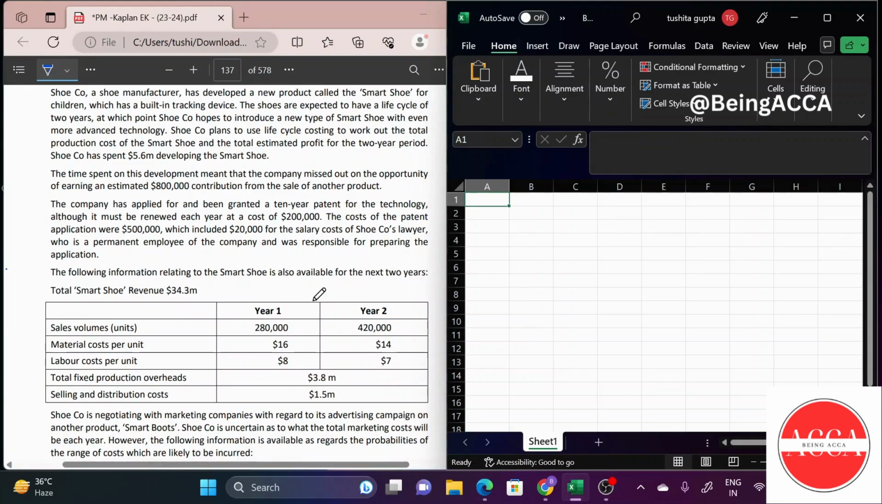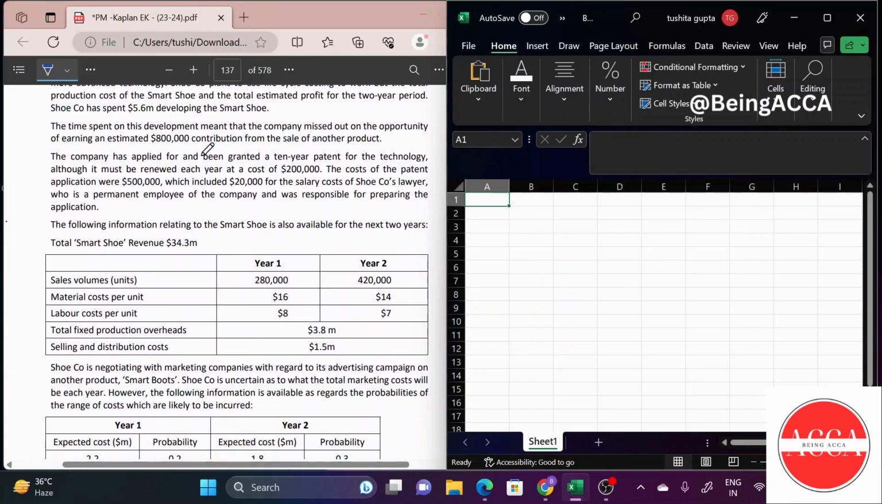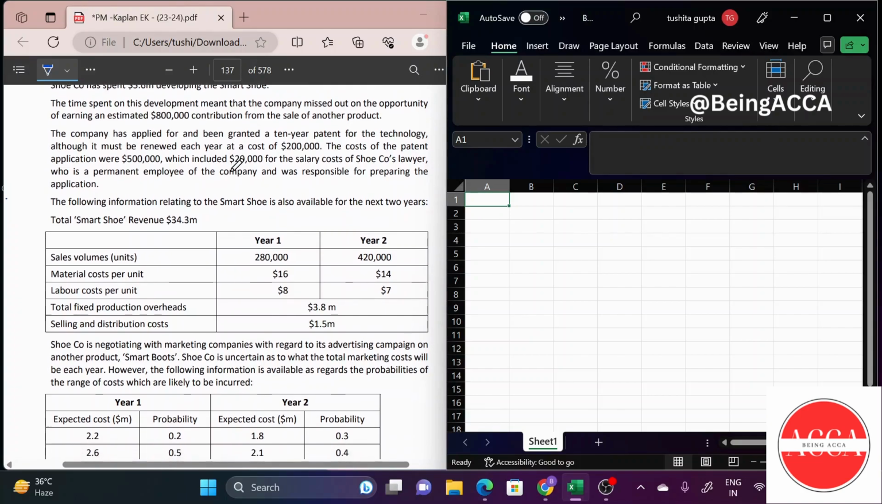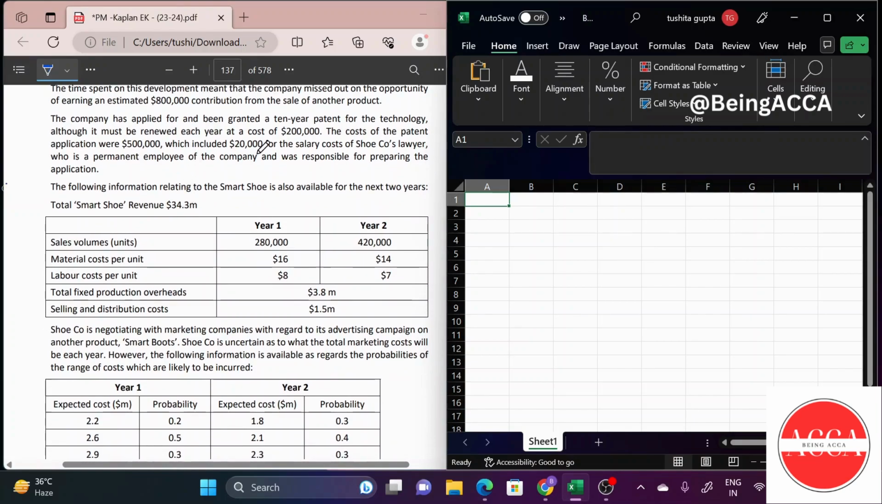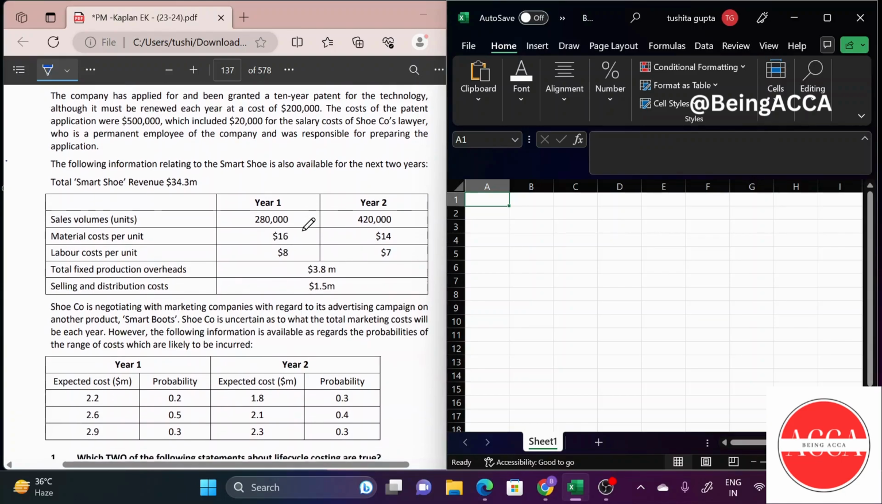Shoe Company has spent $5.6 million developing the smart shoe. The time spent on this development meant that the company missed out on the opportunity of earning an estimated $800,000 contribution from the sale of another product. The company has applied for and been granted a 10-year patent for the technology, although it must be renewed each year at a cost of $200,000. The costs of the patent application were $500,000, which included $20,000 for salary costs of Shoe Company's lawyer, who is a permanent employee of the company and was responsible for preparing the application.